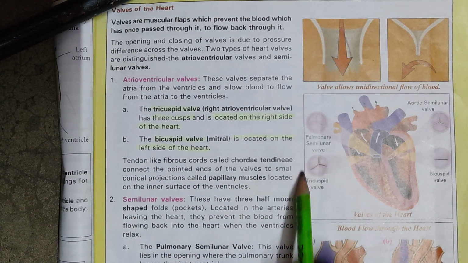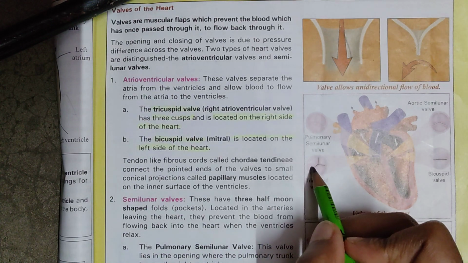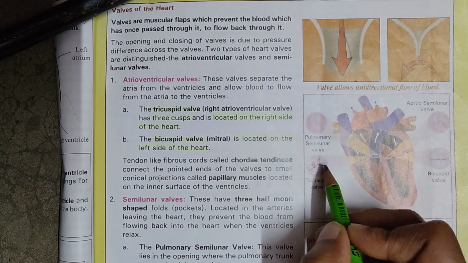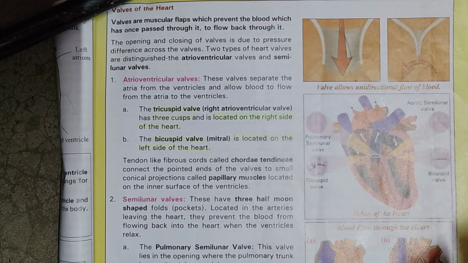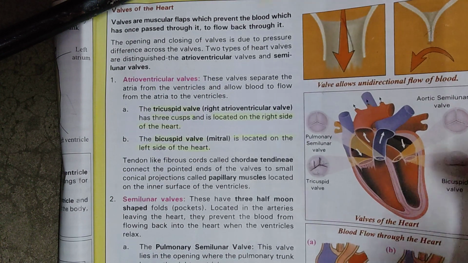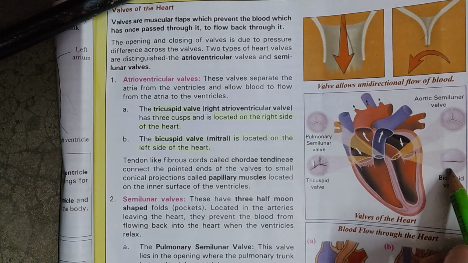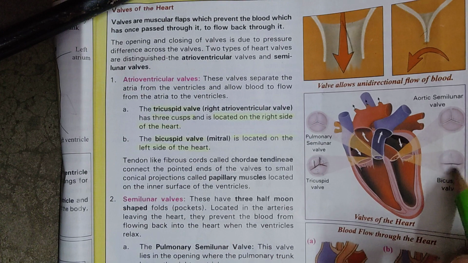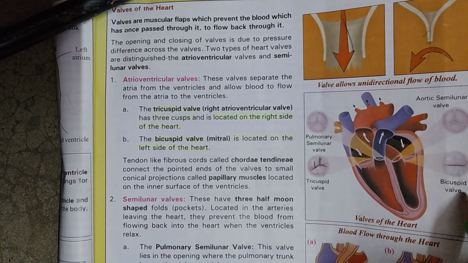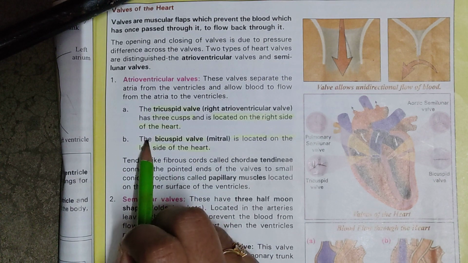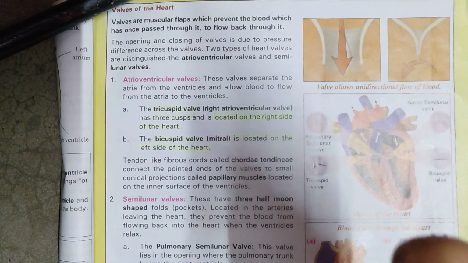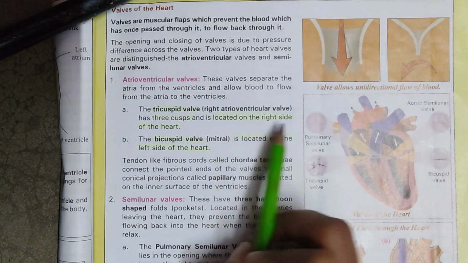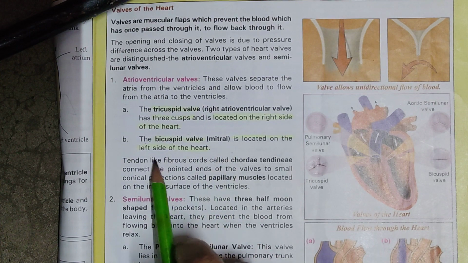Like here we can see a picture. This is the tricuspid valve. This is 1, this is 2, this is 3, so there are 3 cusps in it. But as we move on to the bicuspid valve, see, only 1 and 2. These 2 cusps are present, so this is known as the bicuspid valve. Why is it bicuspid? Because there are 2 cusps. Why tricuspid? There are 3 cusps. And it is located on the right side of the heart, while this one is located on the left side of the heart.